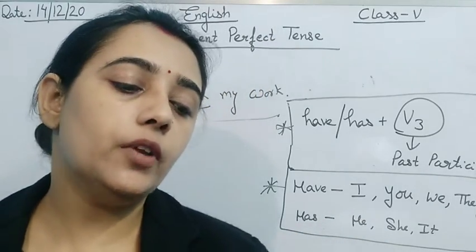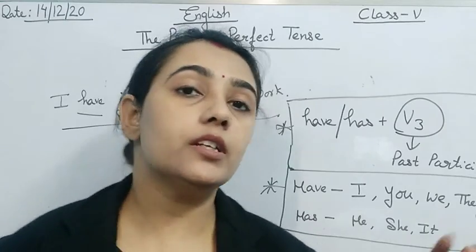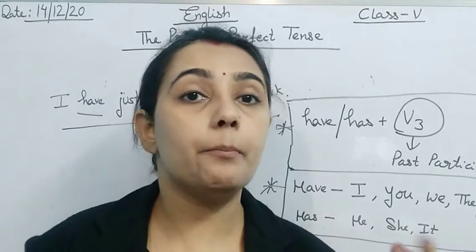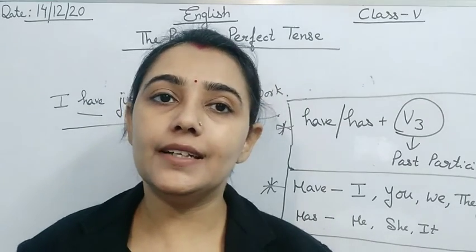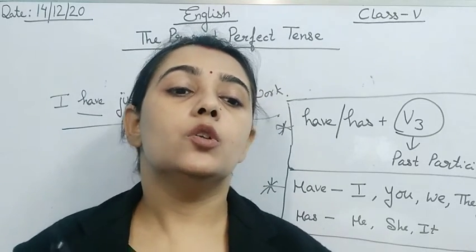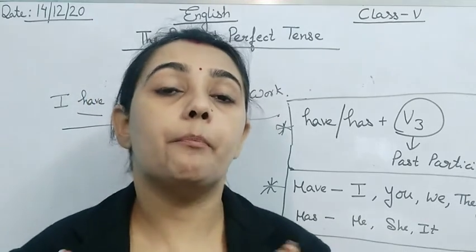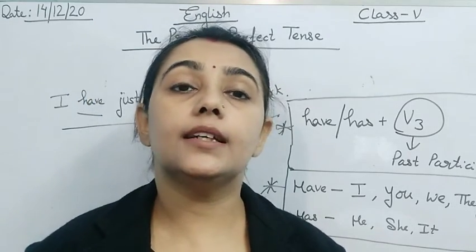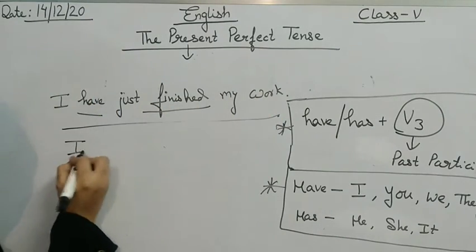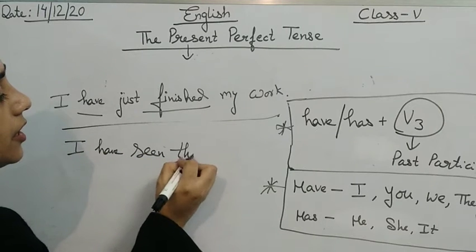One more thing is there. You will ask me, ma'am, when has the action been completed? Because it is not showing the time when the action is completed. It is showing that it has been completed in the past and it is showing its effect on the present. So keep in mind that it also expresses a past action where the time is not described. Like, suppose I give the example, I have seen this before.